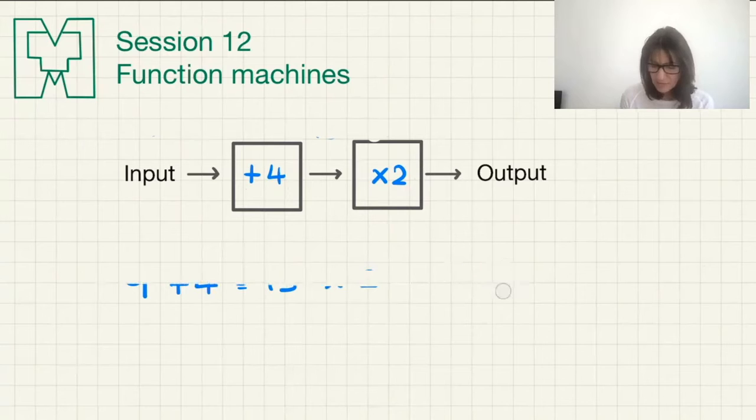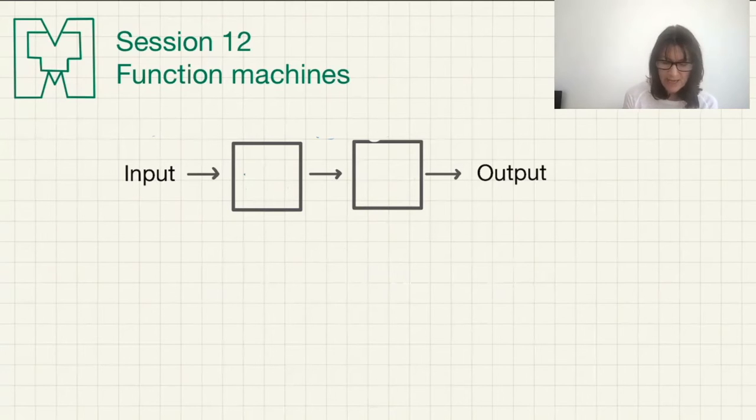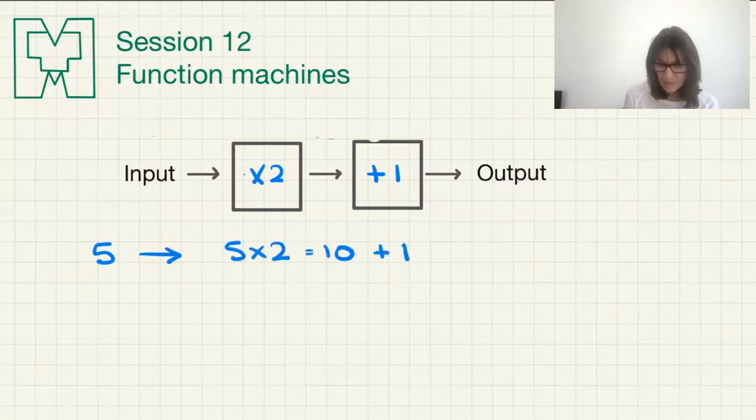What can sometimes go wrong is when you're being asked to find an input rather than an output. So let's say I've got the rule times 2, add 1. And if 5 is going in, we're very comfortable that 5 times 2, which is 10, is then added to the 1, which gives me my output of 11. But what if they give me the output? What if they say that the output is 21, let's say?